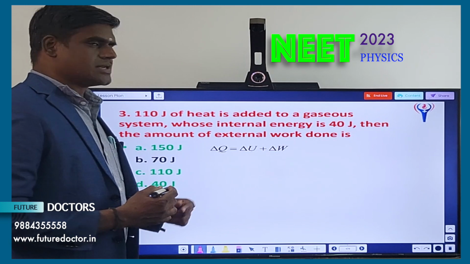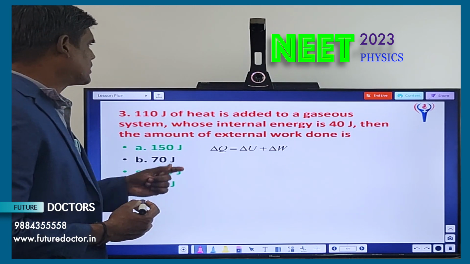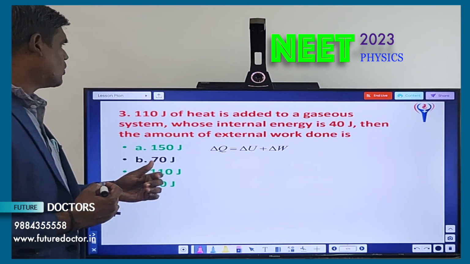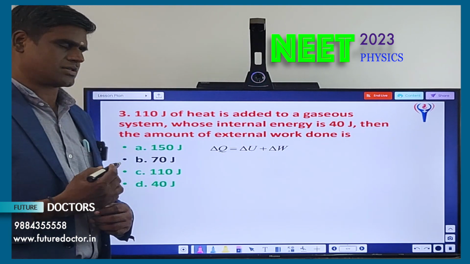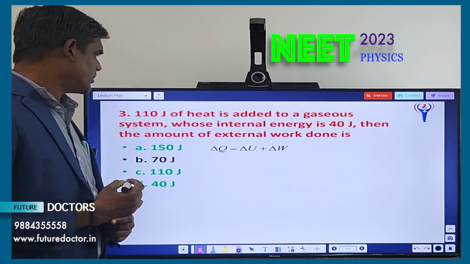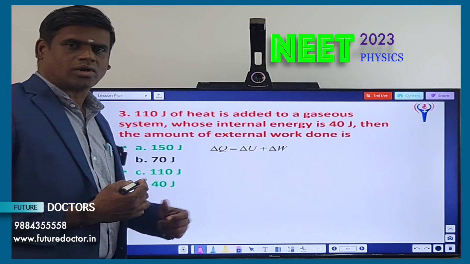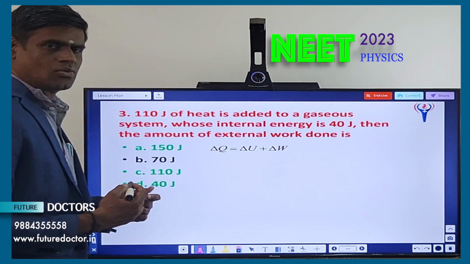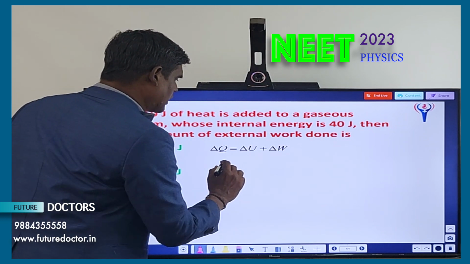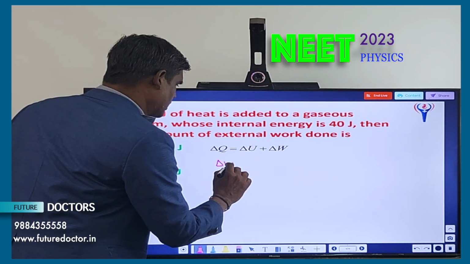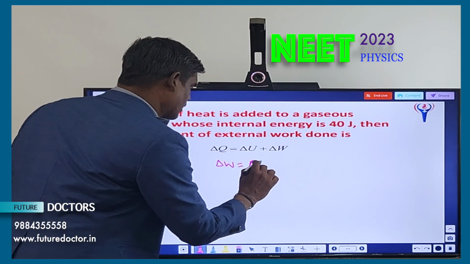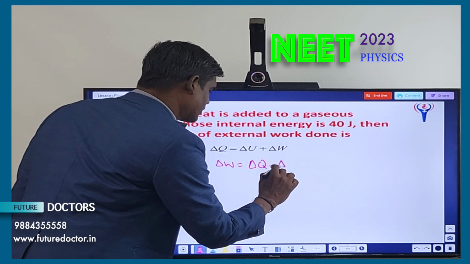110 joule of heat is added to a gaseous system whose internal energy is 40 joule. Then the amount of external work done is dash. This is also the same. First law of thermodynamics, delta Q, change in heat energy, is equal to delta U, change in internal energy, plus work done. And here you want to find work done.